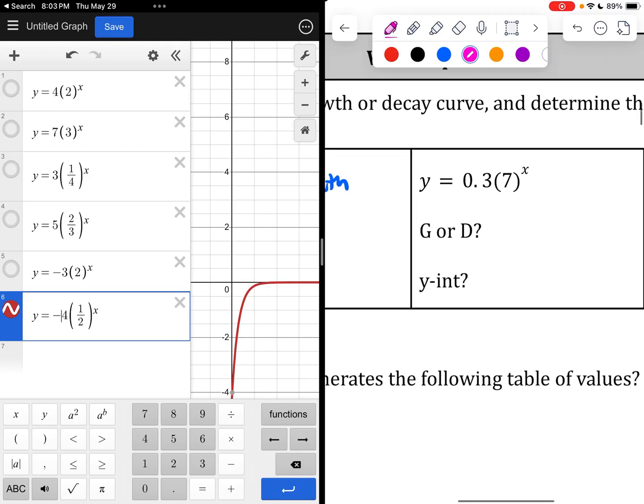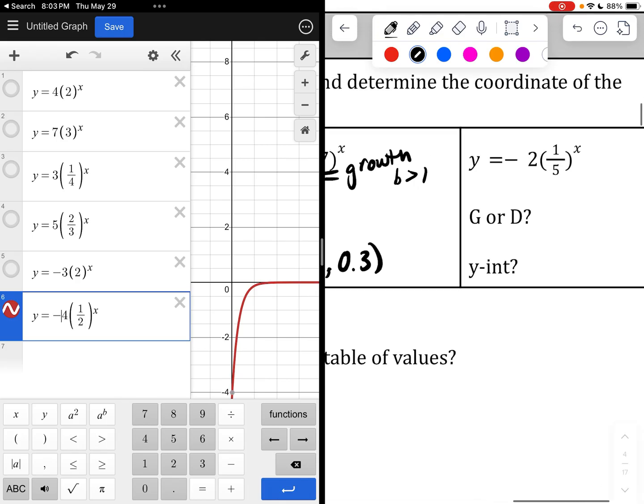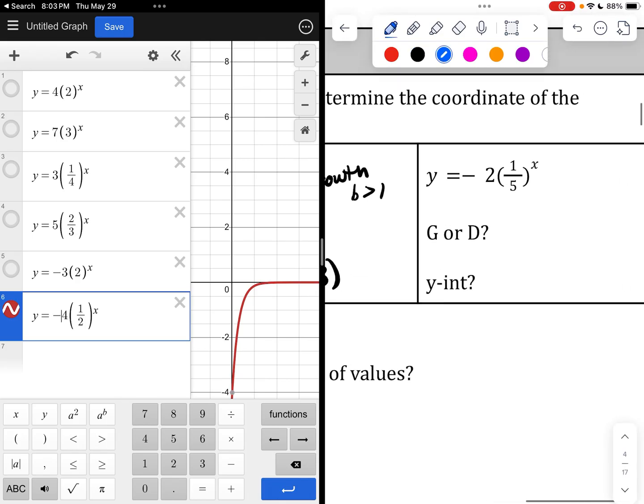Okay. For this one, I would say growth because it's greater than 1. Okay. And there's no negative, so it must be growth. And the y-intercept is this value sitting in front of the bracket, so 0, 0.3. And last but not least, this would normally be decay, but because there's a negative, it's the opposite, so growth, and the y-intercept is -2.